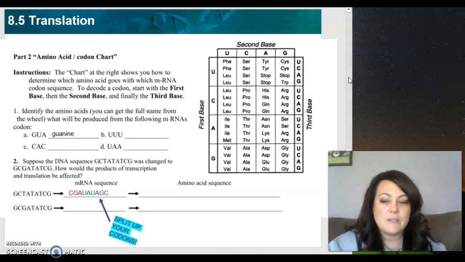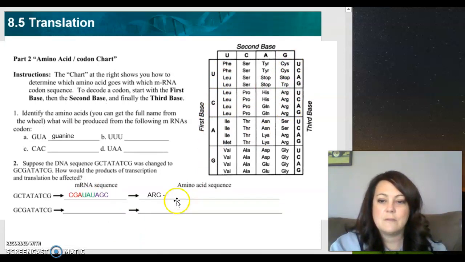Now when you get that translated, you need to go ahead and split up those codons, and we're going to read that amino acid sequence. Okay, so transcription and translation. So that CGA, we're going to go here and find a C, my G's, my A's. And that should give us arginine. It does. And then a UAU, if you look on your codon chart, UAU gives us tyrosine. And then AGC, serine. So that's our amino acid sequence.